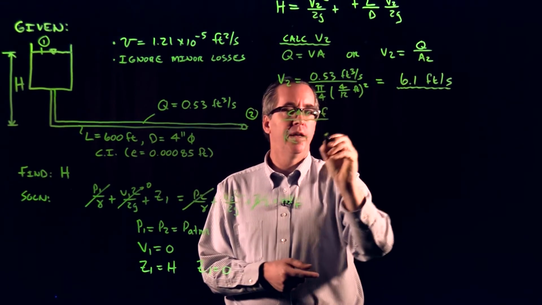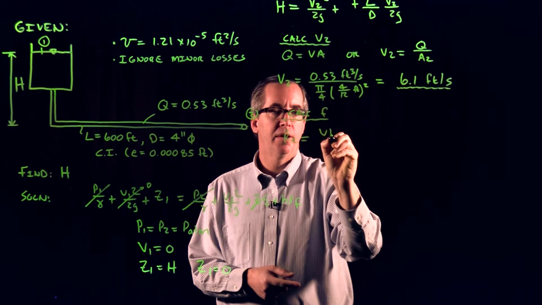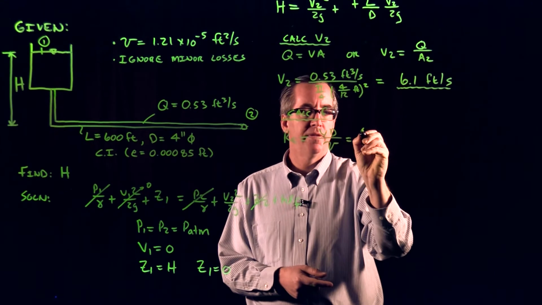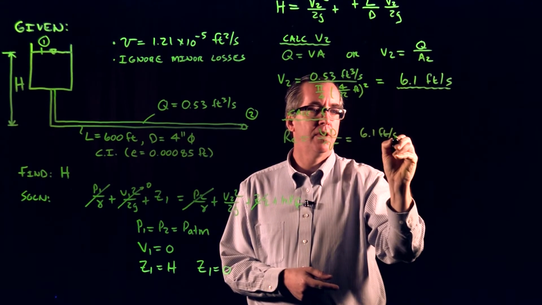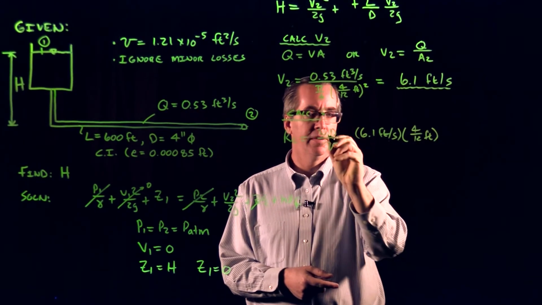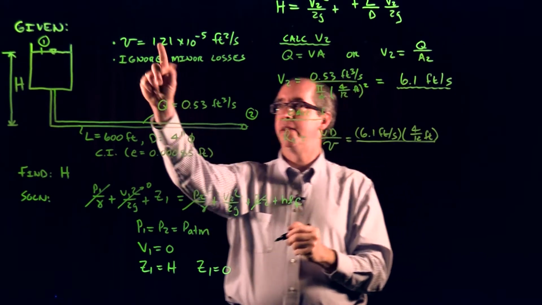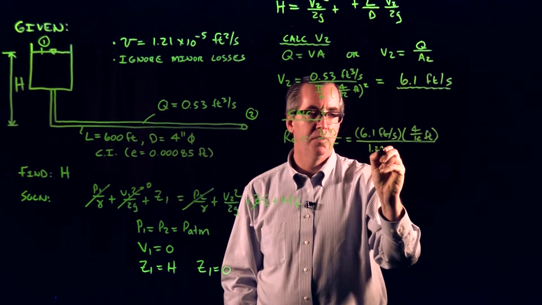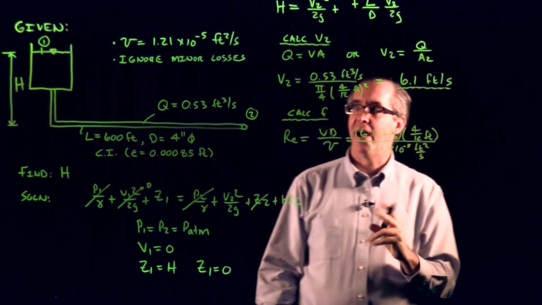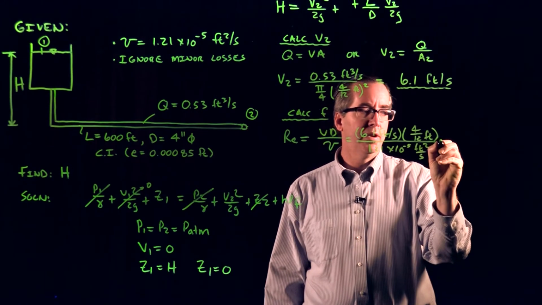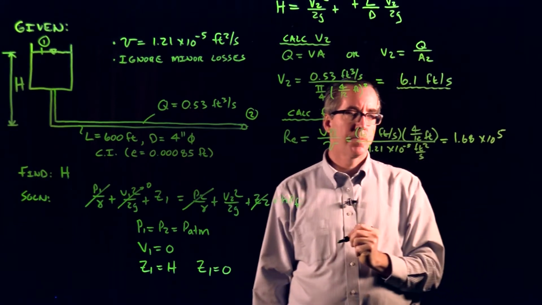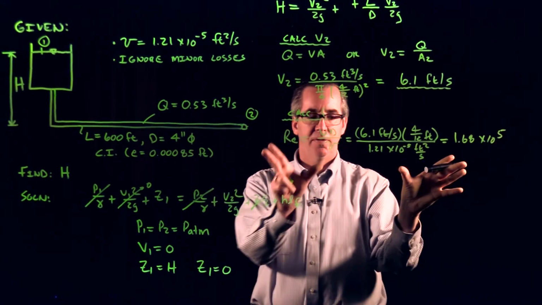We know the velocity. Actually, I'll write the equation out first. It's velocity times the diameter of the pipe over the kinematic viscosity. So we have 6.1 feet per second times 4/12 feet, the diameter of the pipe, divided by the viscosity, which was given to us, of 1.21 times 10 to the minus 5 feet squared per second, which is a common value for water. This gives us a Reynolds number of 1.68 times 10 to the 5th. So we have the first piece of what we need for the Moody diagram.